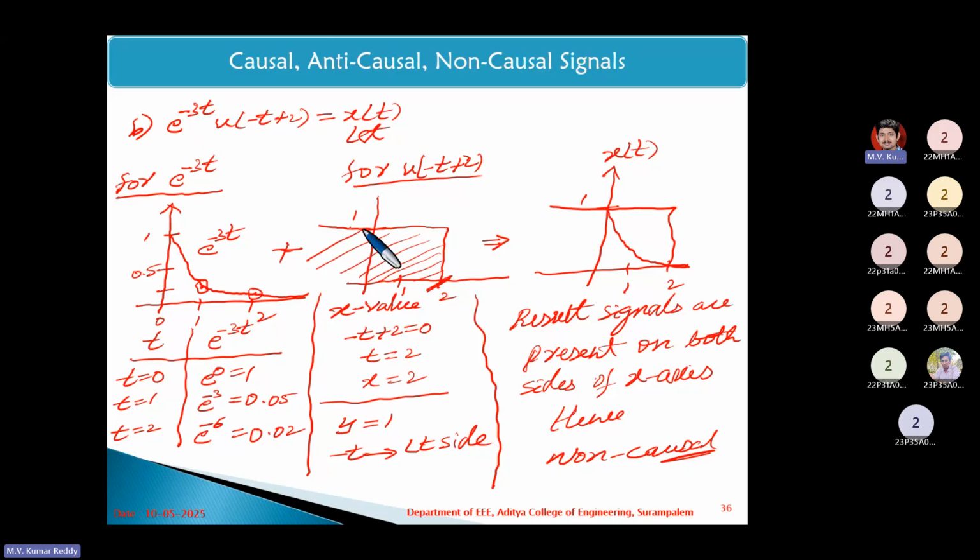Minus t means left side, so the waveform is going to the left side. Here we have values for t greater than 0. For t less than 0 we have values. Here we have values only at t greater than 0. On multiplying these two, we have both values.